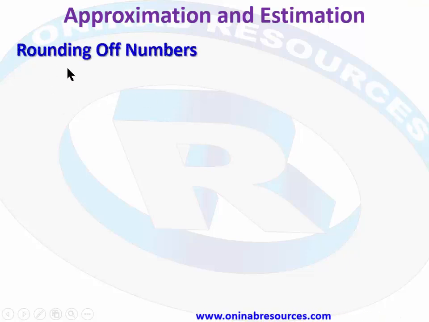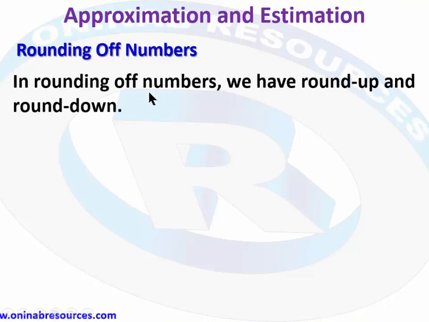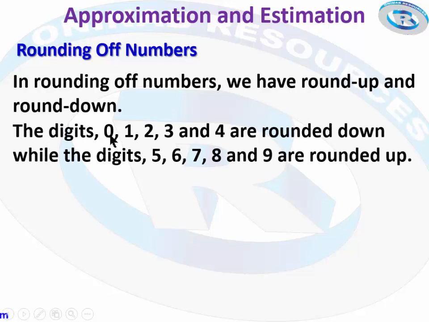So we start with rounding off numbers. In rounding off numbers, we have round up and round down. The digits 0, 1, 2, 3, and 4 are rounded down, while the digits 5, 6, 7, 8, and 9 are rounded up. The rounding up and rounding down will be better explained in our examples.